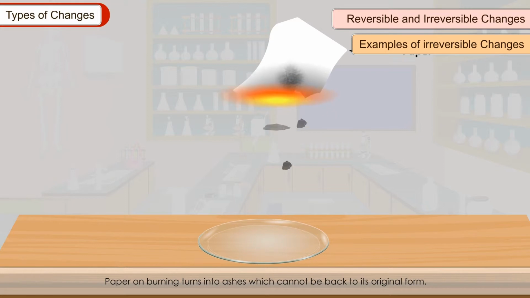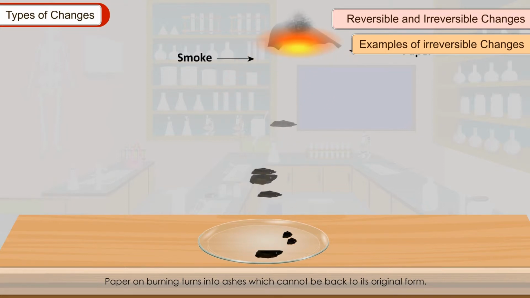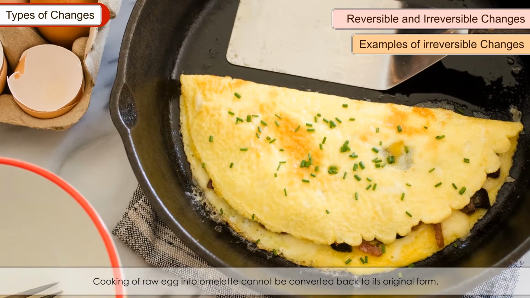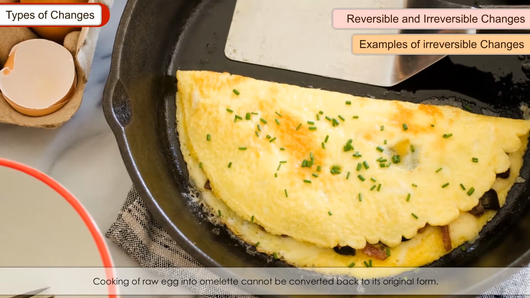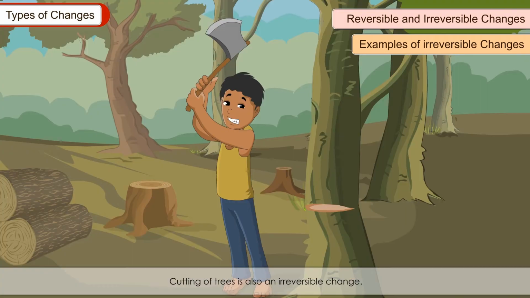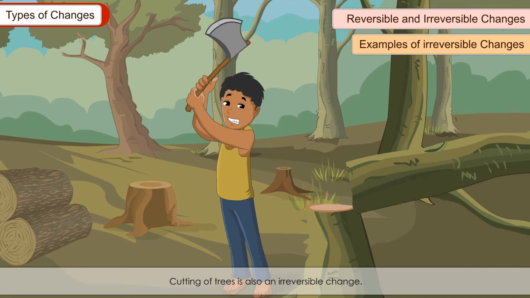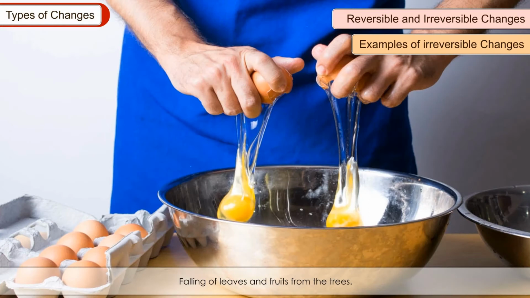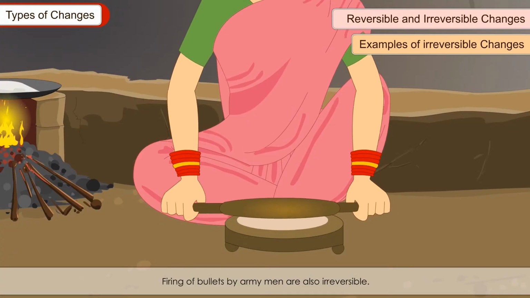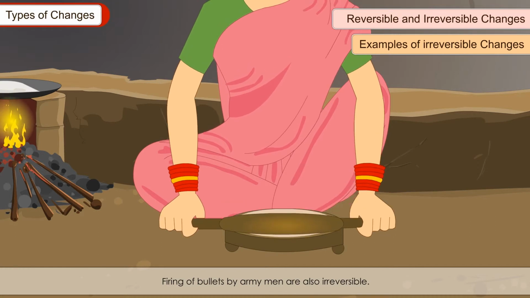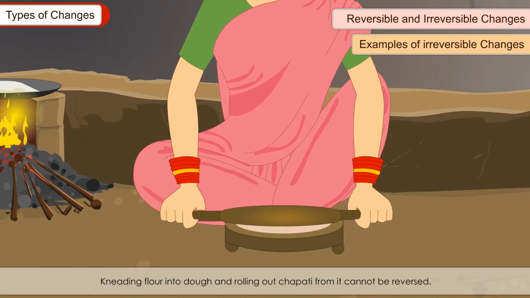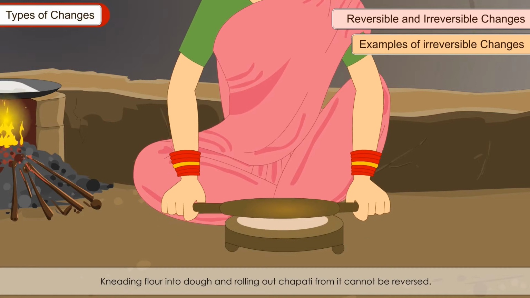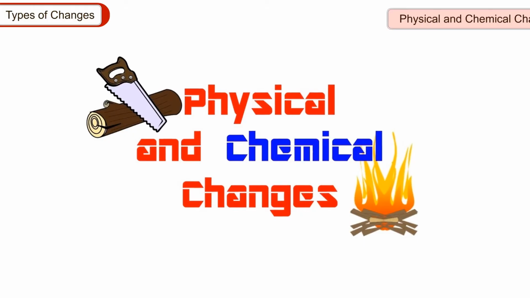Paper on burning turns into ashes, which cannot be brought back to its original form. Cooking of a raw egg into an omelette cannot be converted back to its original form. Cutting of trees is also an irreversible change. Increasing age cannot be reversed. Falling of leaves and fruits from the trees, breaking of eggs, and firing of bullets by army men are also irreversible. Kneading flour into dough and rolling out chapati from it cannot be reversed.